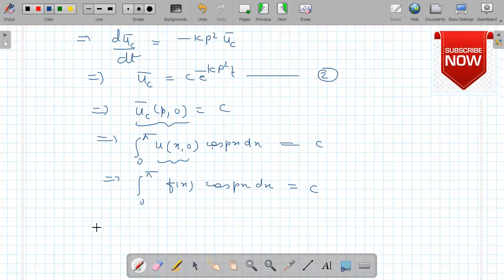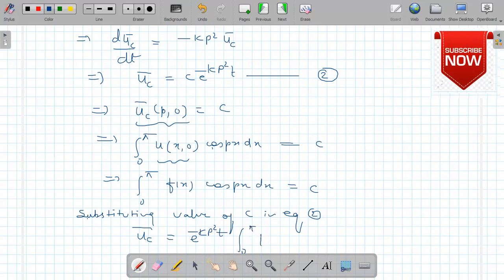Substitute the value in equation number 2, so that we have u_c bar equal to e raised to power minus kp squared t integral 0 to pi f(x) cos px dx.